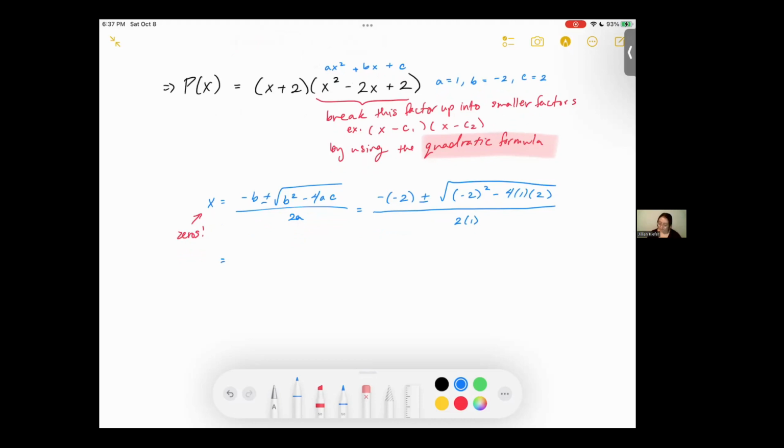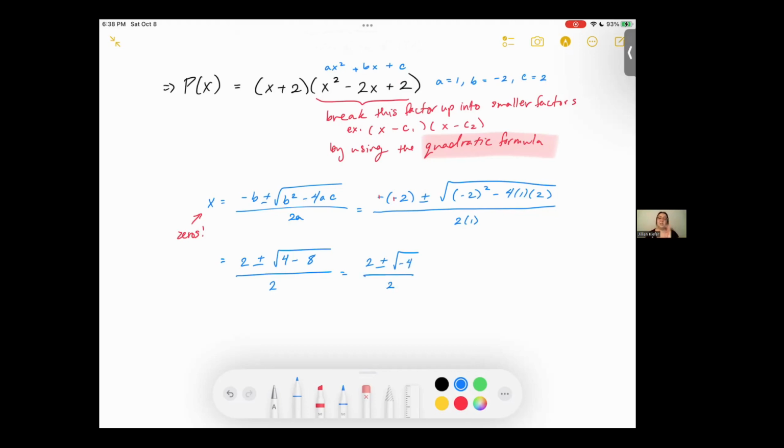Negative negative 2 is just like a double negative there, so it's really positive. So we've got 2 plus or minus the square root, and negative 2 squared is 4. And 4 times 1 is 4, times 2 is 8. So we've got the square root of 4 minus 8, divided by 2. 2 times 1 is 2. All right, well, let's simplify this a little bit more. 2 plus or minus the square root of 4 minus 8, which is negative 4.